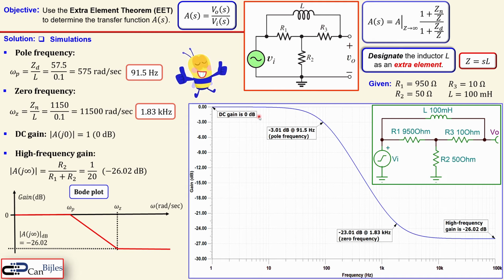Why? Because look at the DC gain, which is 0 dB. The high frequency gain is minus 26.02 dB, as we have calculated. For the pole frequency, because I go from 0 dB, I need to decrease by 3.01 dB, and that happens at 91.5 hertz, which is exactly as we have calculated. This is the high frequency gain, so I have to go up, actually the opposite action, by 3.01 dB, and that happens at 1.83 kilohertz. This is also the value which is 3.01 dB larger than the high frequency gain. So you see, everything is verified and according to the calculation we have done using the extra element theorem.